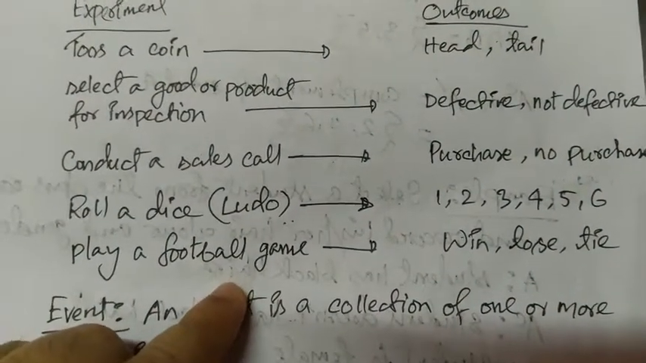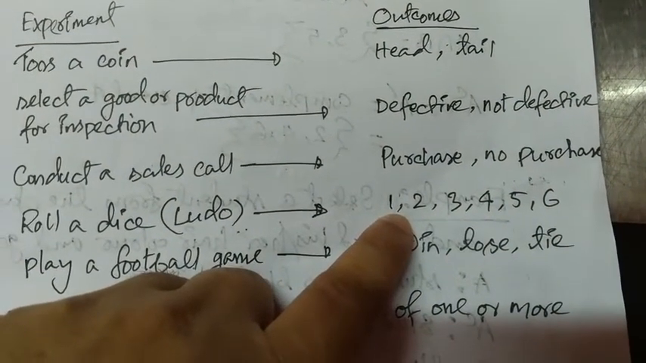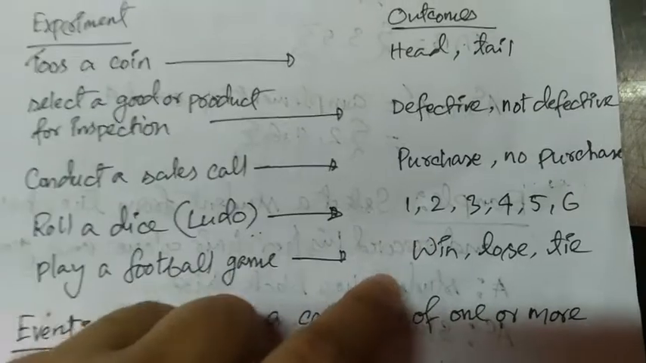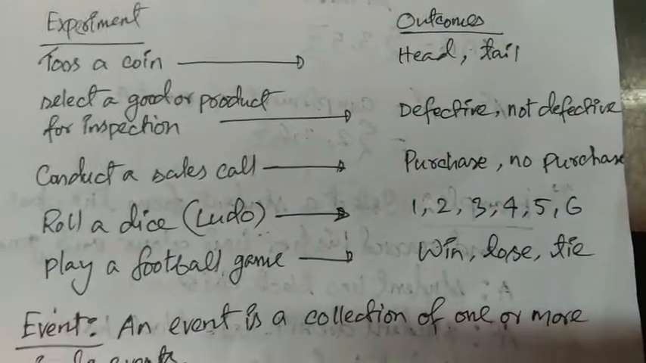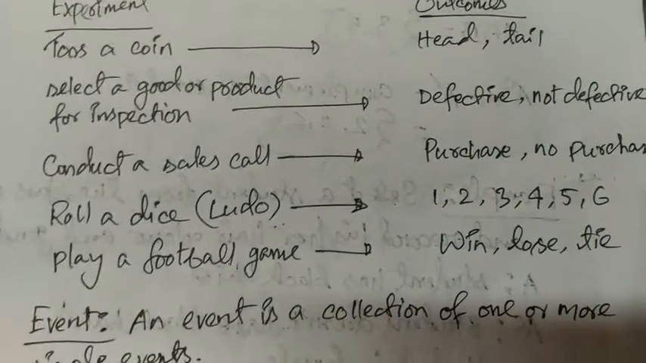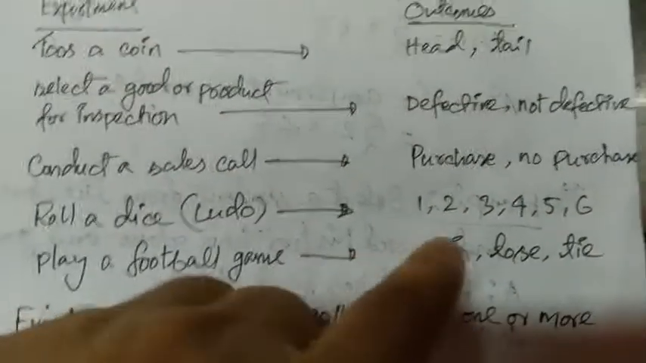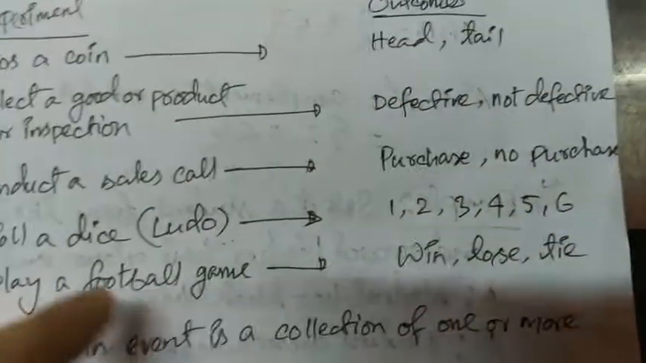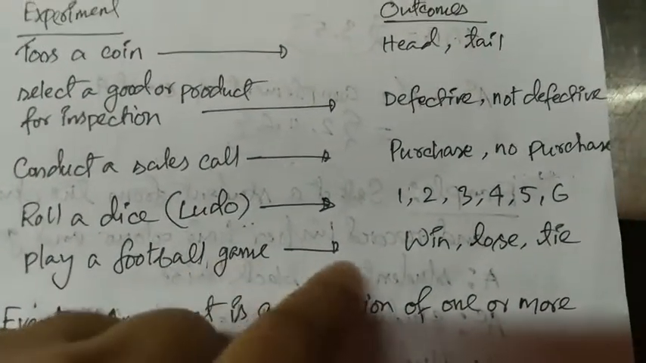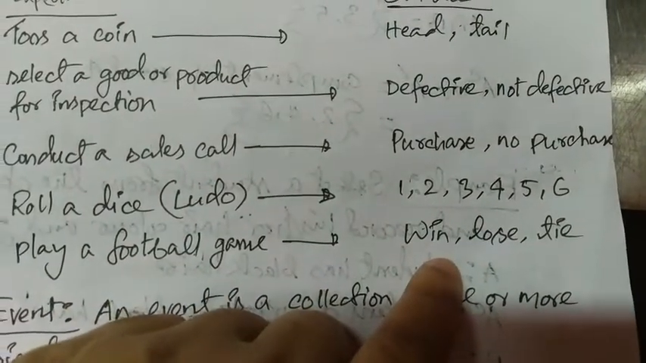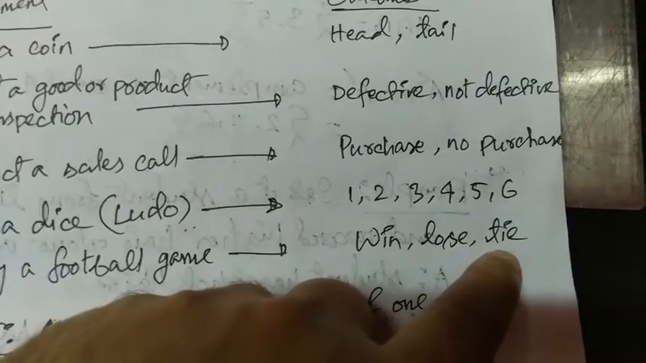Okay. So for each outcome, there is a chance that you may get 1. The probability of getting 1 is 1 upon 6. The probability of 2 is also 1 upon 6. That means if the dice or the chokka is unbiased, there is an equal chance of getting 1, 2, 3, 4, 5, 6. That means the probability of getting each of these outcomes is the same. When you play a football game, there can be either of these 3 outcomes. You may win, or you may lose the game, or there may be a tie, that means a draw.